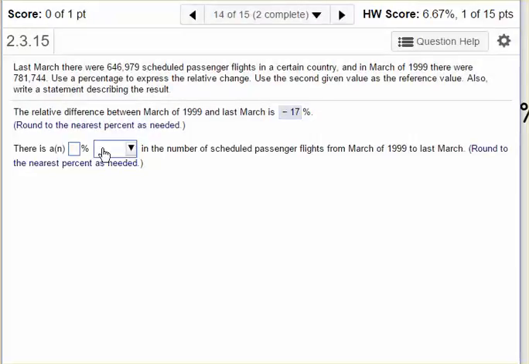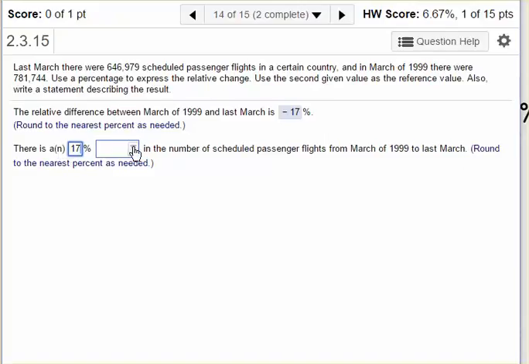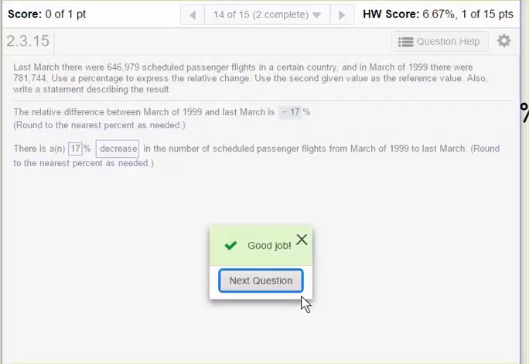And then the second part of this question says there is a something percent something in the amount of scheduled flights. So it's a 17% decrease. So please practice these problems until you feel like an expert. In the next video, we're going to move on to the next section in our book, 2.4.